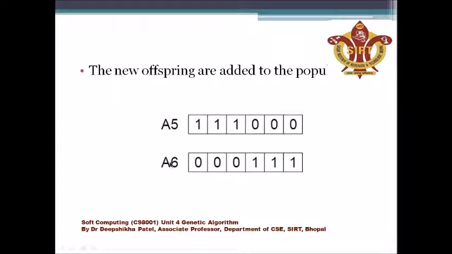So A5 and A6 are the offspring created by that crossover method. When these bits are exchanged, the resulting offspring are A5 and A6. When all the A2 bits are transmitted to A1, we get 1 1 1 0 0 0, and when all the A1 bits are transmitted to A2, we get A6: 0 0 0 1 1 1.